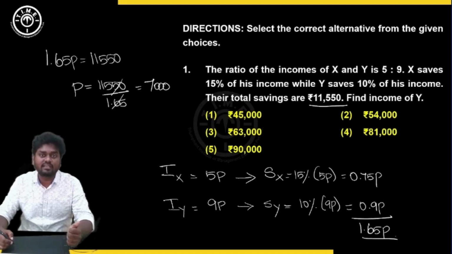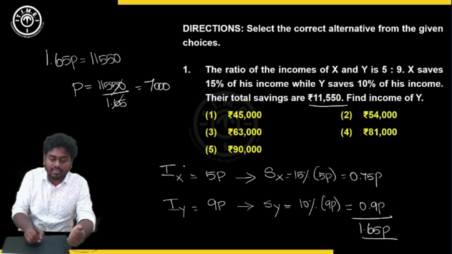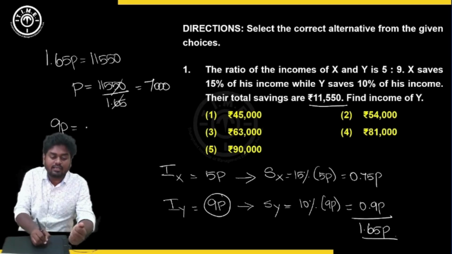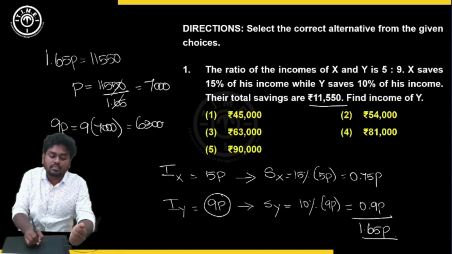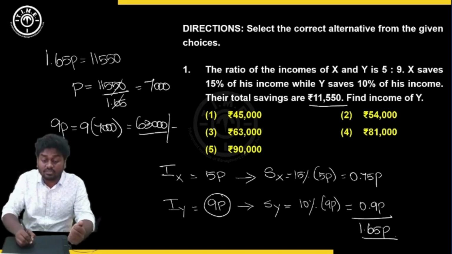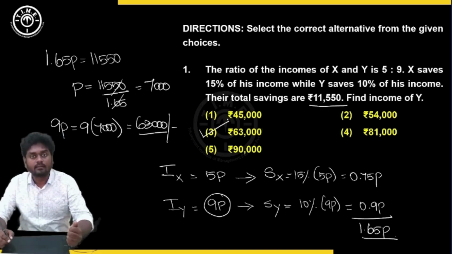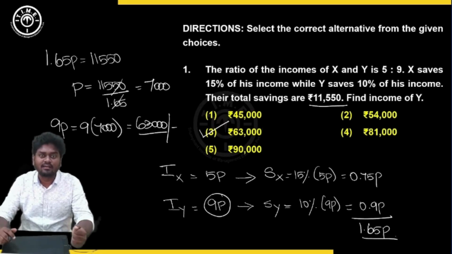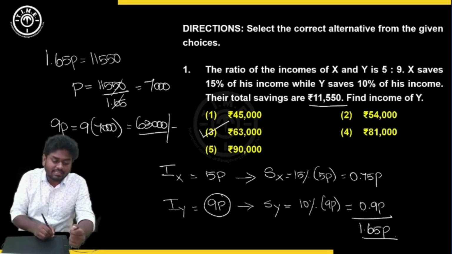In the question we want to find the income of Y. What is the income of Y? We already found income of Y is 9p. So the value of 9p is 9 into 7,000, which gives you 63,000. So the answer for the first question is option 3, 63,000 is the correct answer. Is that clear, everyone? We'll quickly do the second question.